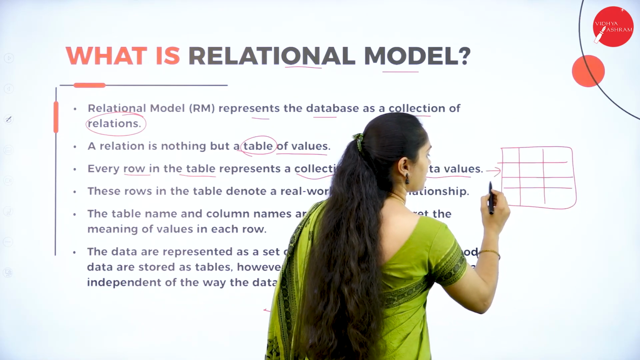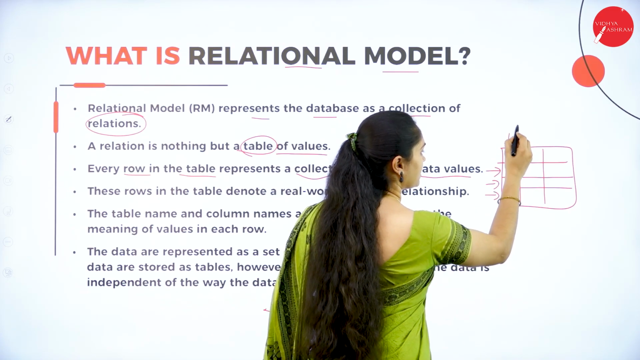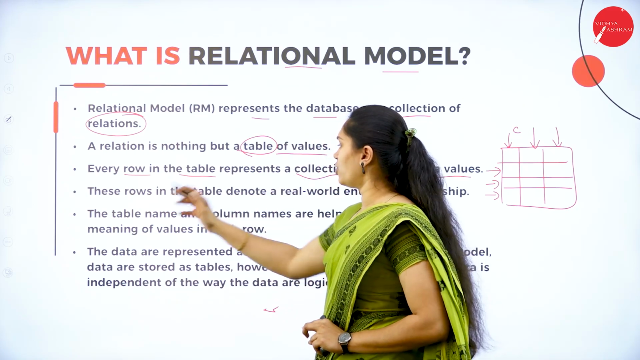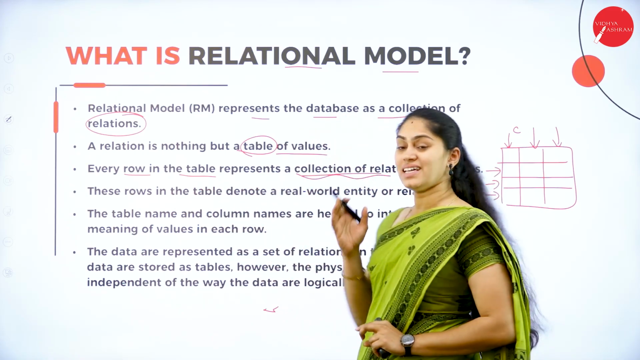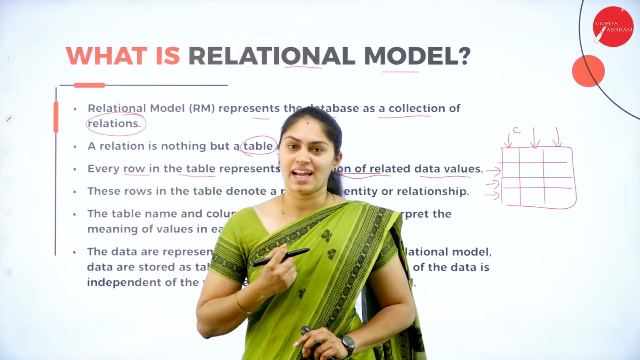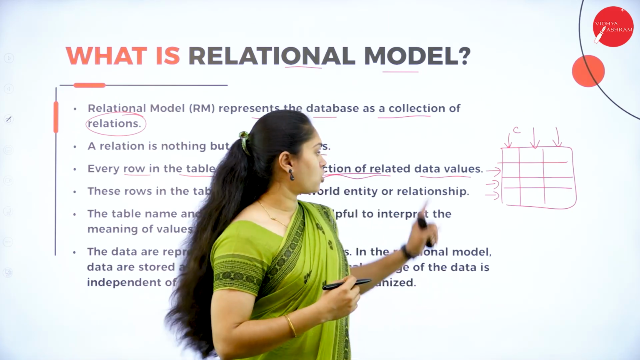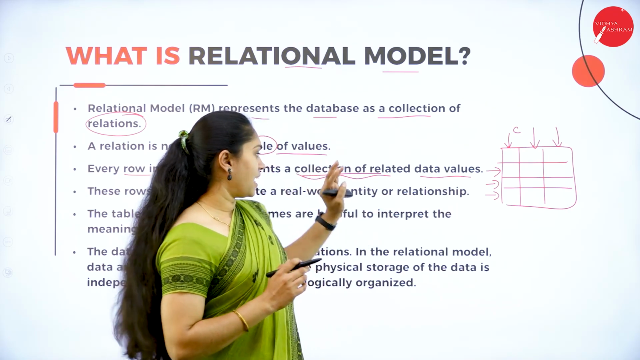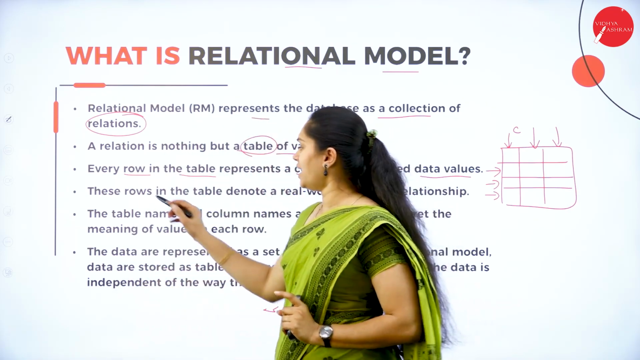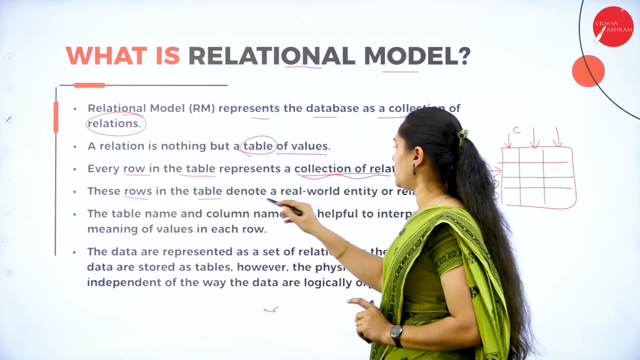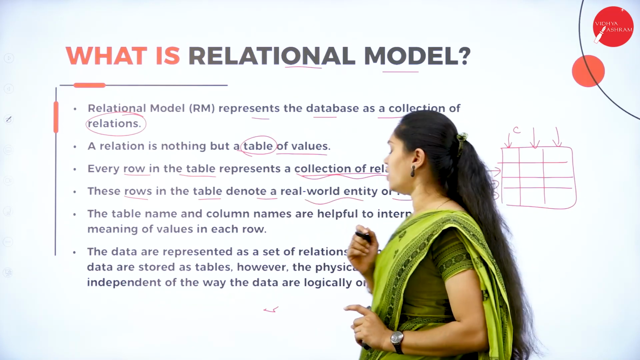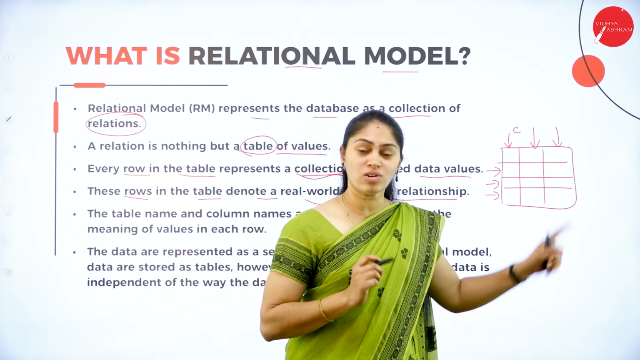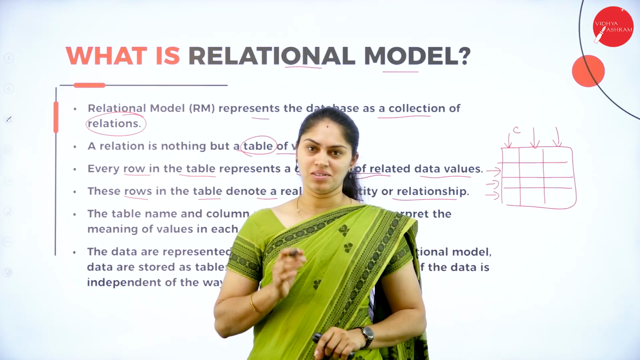Here you can see, all these are rows, and these are the columns, correct? In this, a row is used to represent a collection of related data values. We use these rows, or tuples, or records, to give the related data values. And in these rows, the table denotes a real world entity or relationship.